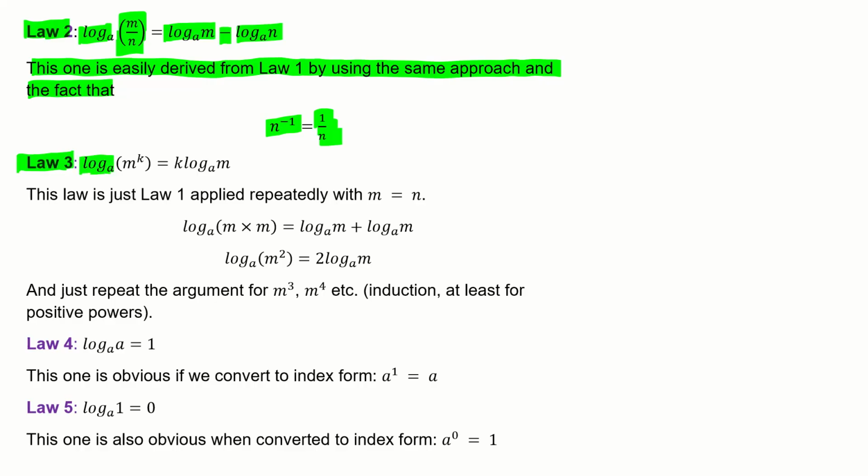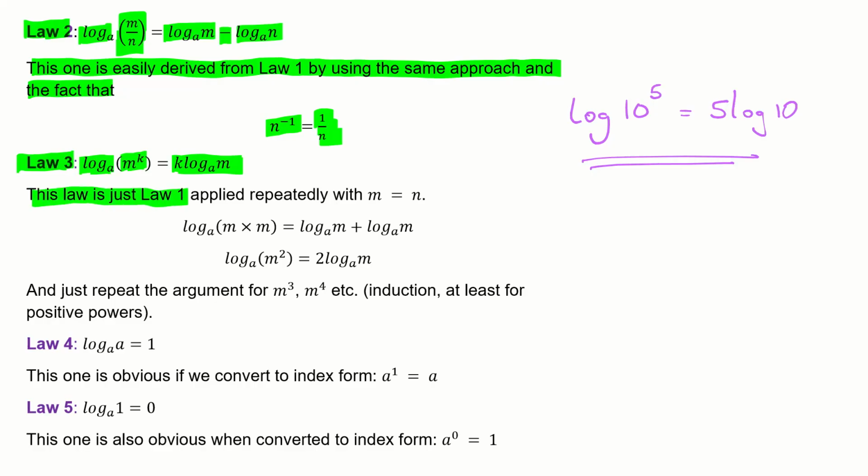Log to the base a of m to the k is k log to the base a of m. I've mentioned this one before. So if we have log 10 to the power 5, that is 5 log 10. It's very useful in a lot of different contexts. This law is just law 1 applied repeatedly with m equal to n.